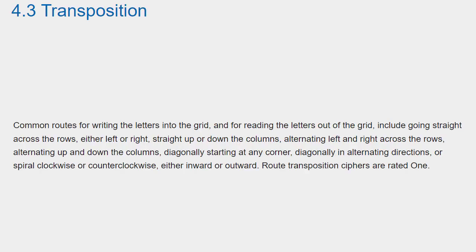Common routes for writing the letters into the grid and for reading the letters out of the grid include going straight across the rows, either left or right, straight up or down the columns, alternating left and right across the rows, alternating up and down the columns, diagonally starting at any corner, diagonally in alternating directions, or spiral clockwise or counterclockwise, either inward or outward. Route transposition ciphers are rated 1.